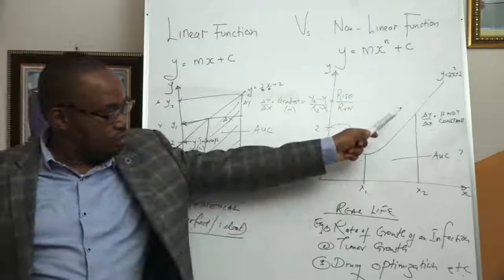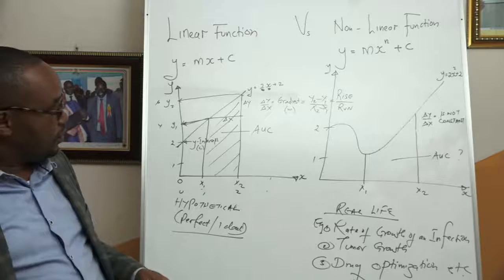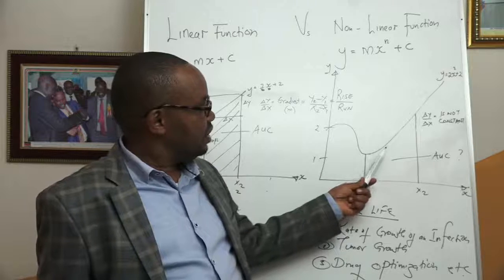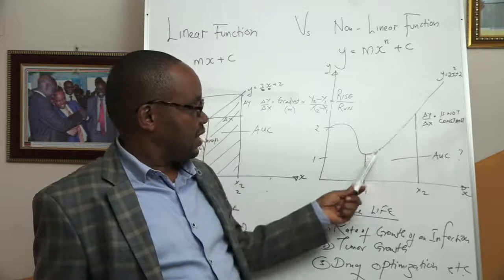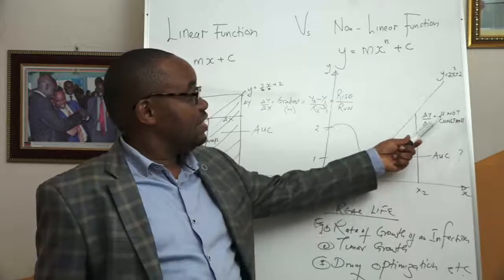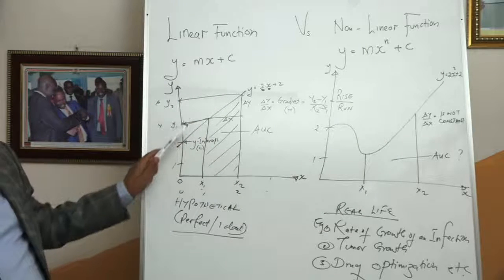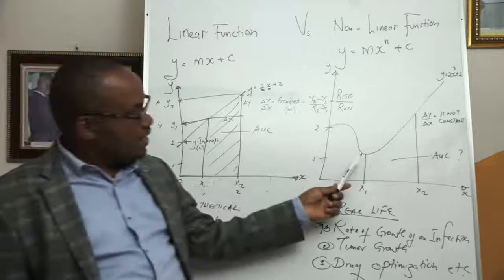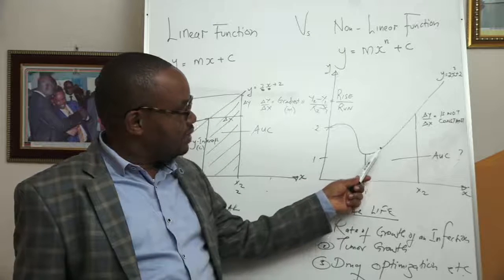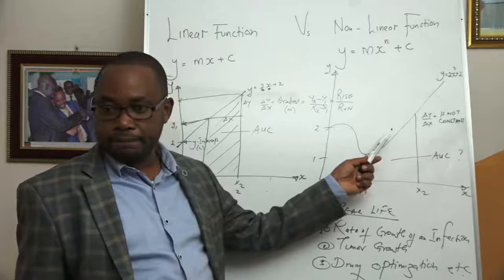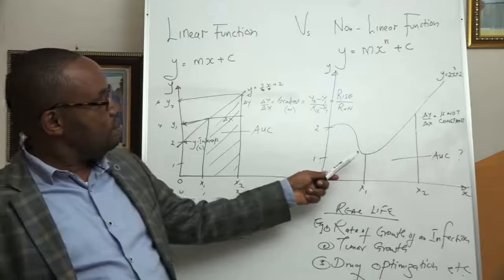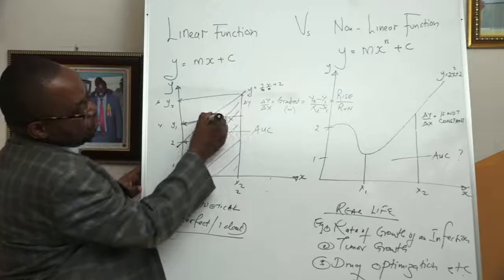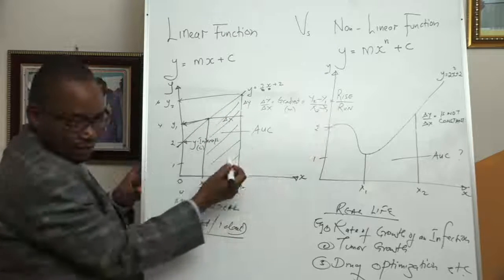A nonlinear relationship. And therefore, if you are to think about the gradient of this line, the gradient is not constant like it would be in a linear function. At every given point, the gradient keeps on changing. And therefore, you may not be able to pick two points like this and use them to determine the rise and the run.